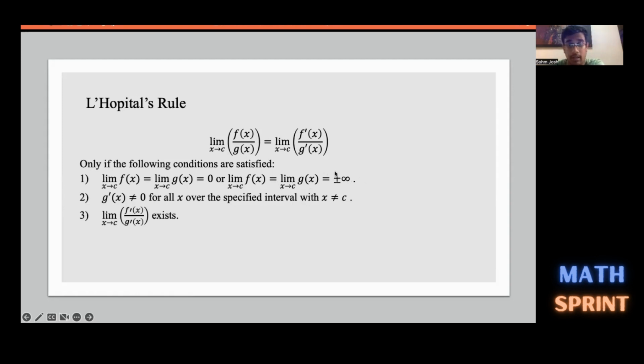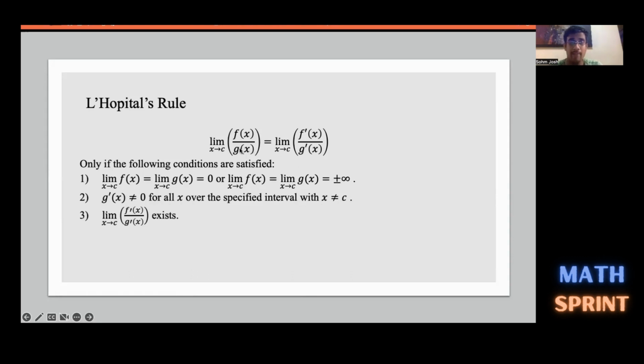That is to say, they're both undefined. Not undefined, sorry, that's too general. But the limit of f of x is equal to the limit of g of x, which is equal to plus or minus infinity. So the second condition that has to be satisfied is that g dash of x is not equal to 0 for all x over the specified interval with x not equal to c.